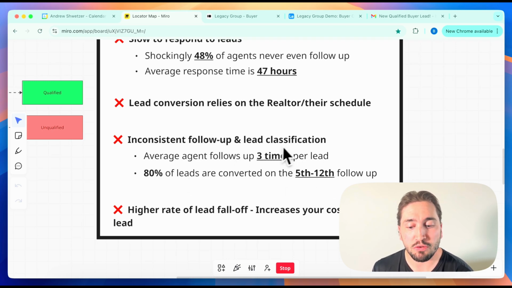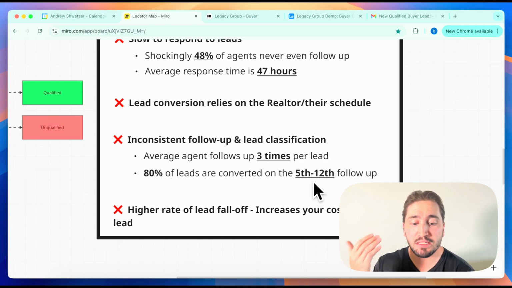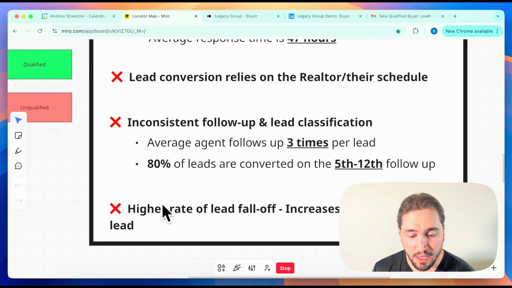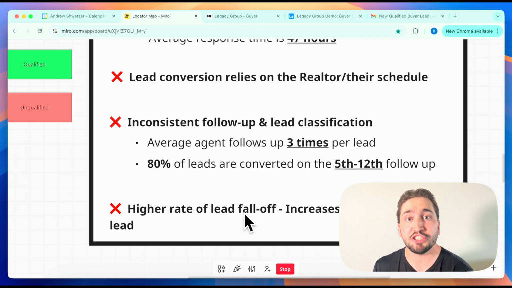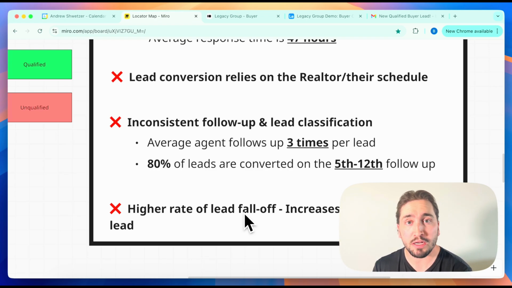So if the average agent is only following up 3 times and 80% of leads are typically converted on the 5th to 12th follow-up, that means that basically 80% of those leads are just being wasted because realtors are stopping before they would even get that conversion. And obviously, because of all of this, you have a much higher rate of lead follow-up failure, which in turn is going to increase your cost per lead because you're not converting as many leads as you could. So your total ad spend or your total marketing dollars are going to a lower number of leads.